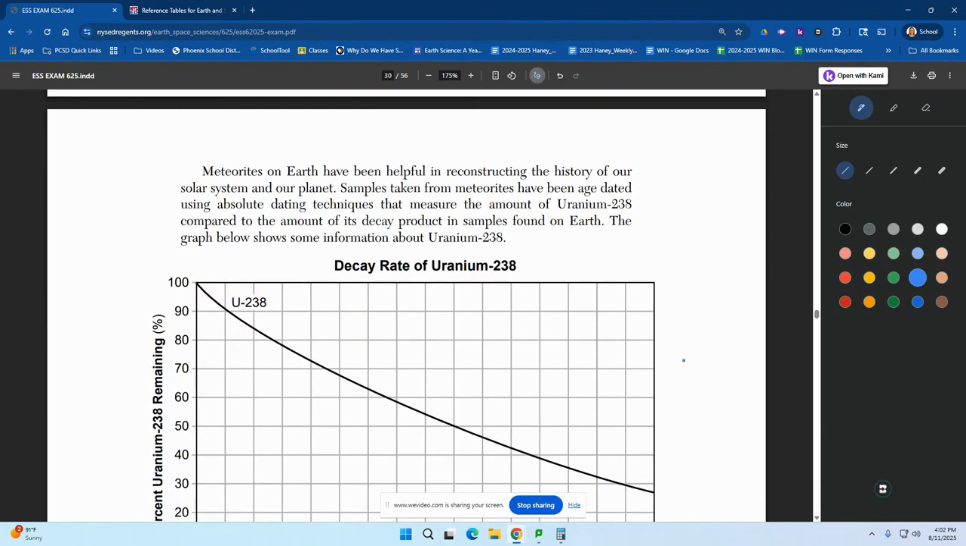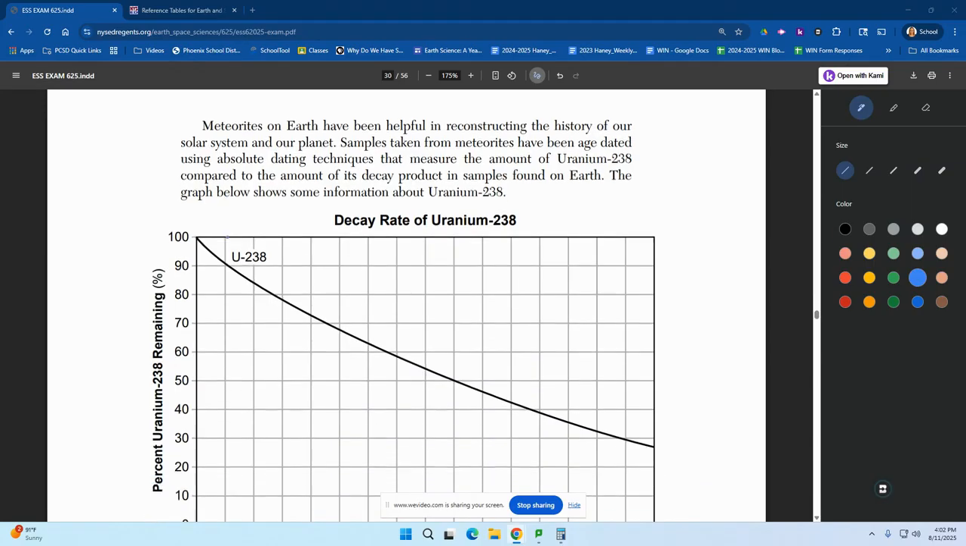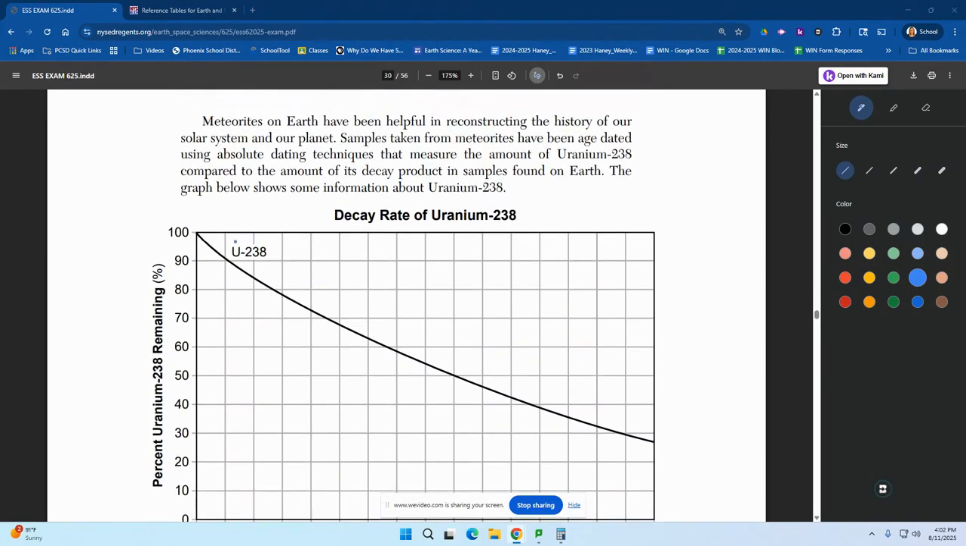Okay, so introducing another resource for us. Meteorites on Earth have been helpful in reconstructing the history of our solar system and our planet. Samples taken from meteorites have been age dated using absolute dating techniques that measure the amount of uranium-238 compared to the amount of its decay product in samples found on Earth. The graph below shows some information about uranium-238.